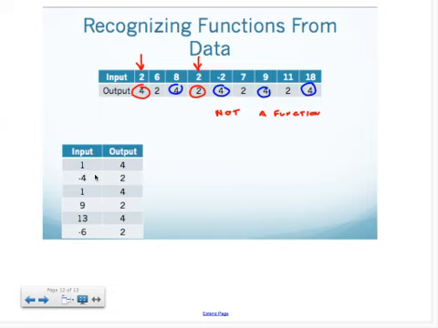Down here in the second table, you'll notice that 1 is input twice. And if 1 is input twice, you must get the same output both times. And we do. Okay, so based on what I see in the table, this table represents a function. Again, there are multiple occurrences of the same output for different inputs. That's okay, but you can't have one input with more than one output.